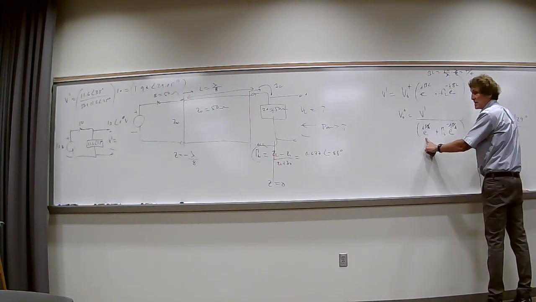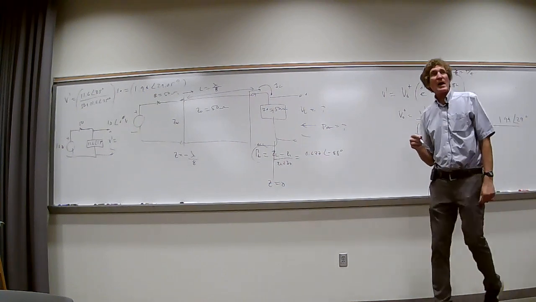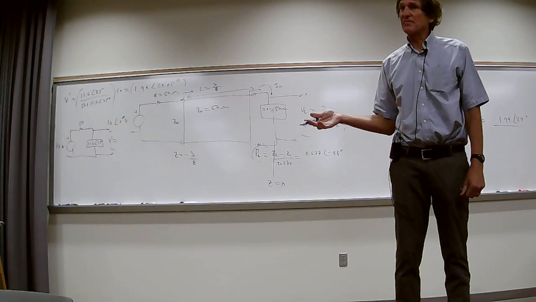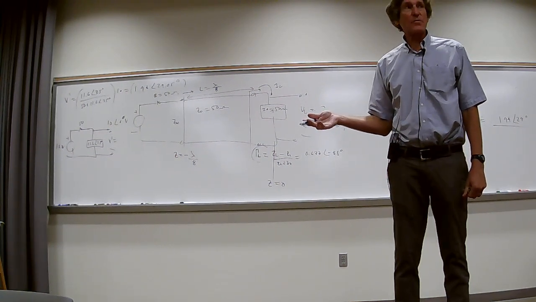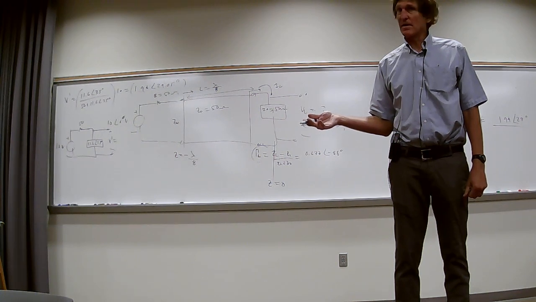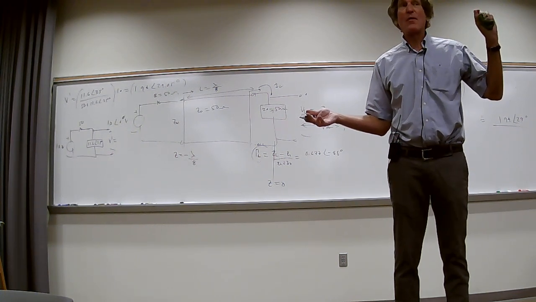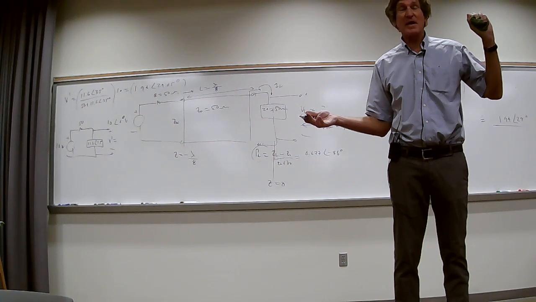Now, this is e to the j45, right? E to the j45 is the cosine of 45 plus j sine of 45 if we use Euler's. Do you agree with that? What is the cosine of 45 degrees? Anyone? 1 over square root of 2, isn't it? What is the sine of 45?